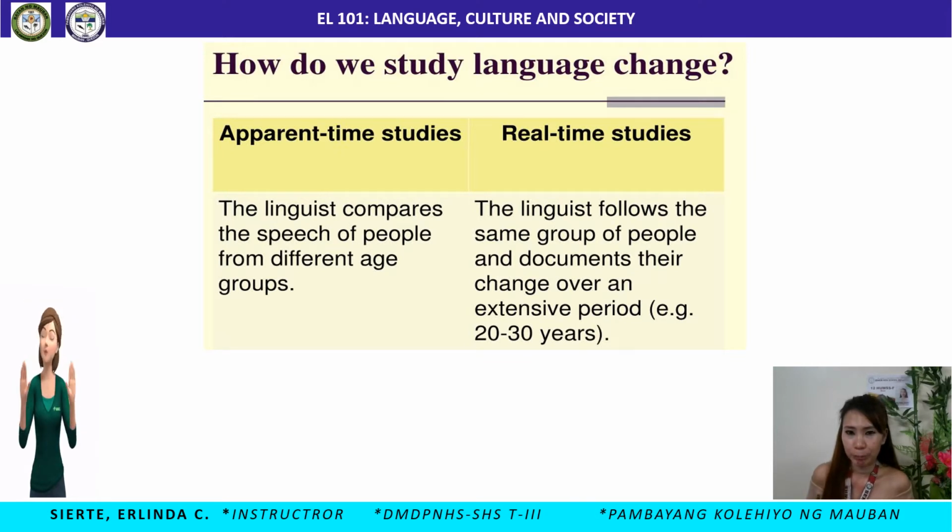While in real-time studies of language change, according to the researchers, it looked at language changes in the same place over a long period of time. Okay, so let's say 20 to 30 years. And then also, according to Trudgill's Norwich study, he compared the data in 1968 and 1983 and found that the vowels of beer and bear had completely merged.